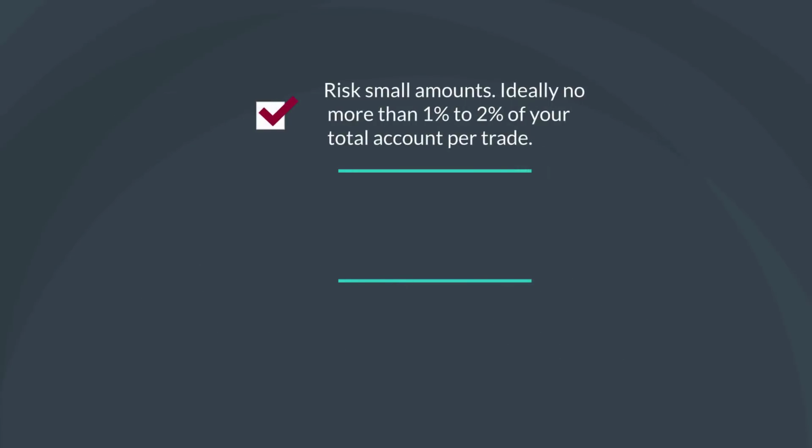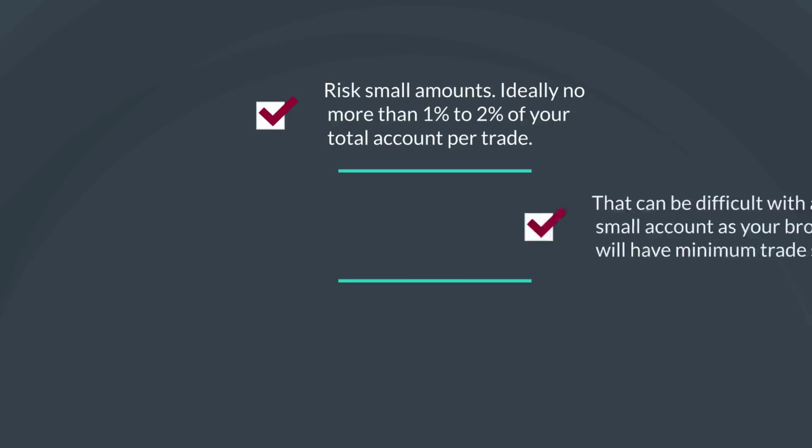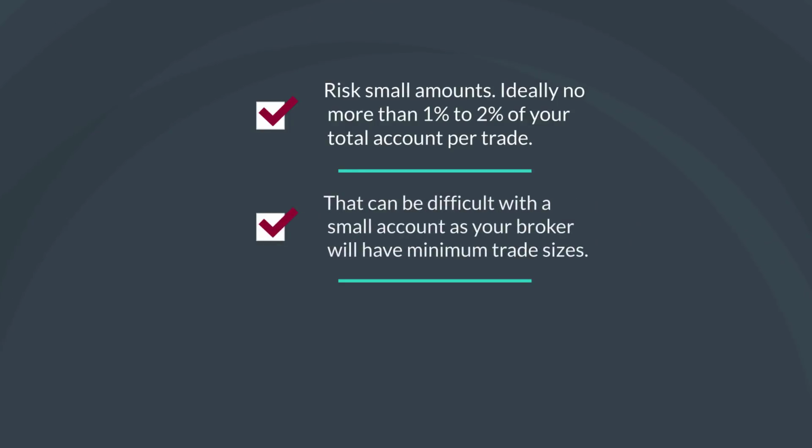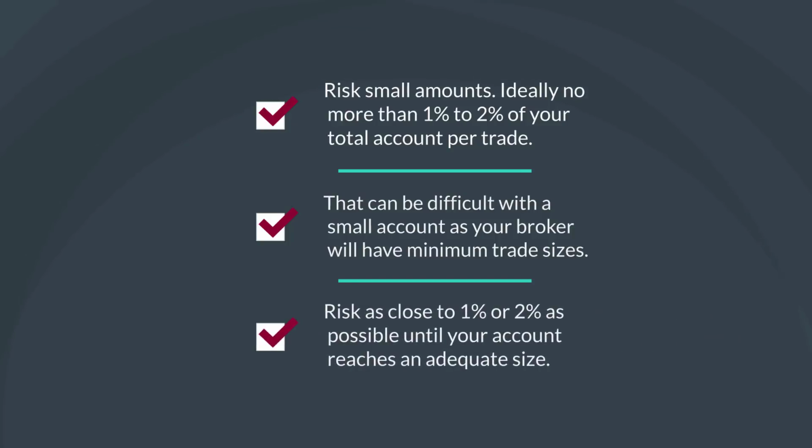Risk small amounts. Ideally, no more than 1% to 2% of your total account per trade. That can be difficult with a small account, as your broker will have minimum trade sizes. So risk as close to 1% or 2% as possible until your account reaches an adequate size.